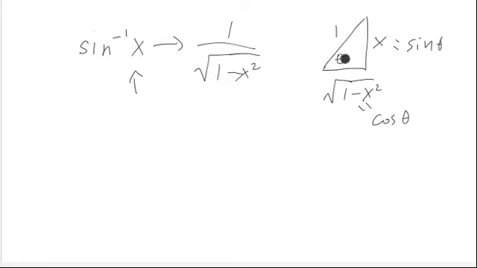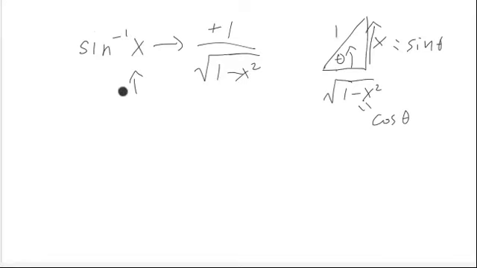Now notice also that as x, this side right here, increases, the angle is increasing. Hence, this makes sense that this is positive. Keep in mind that things are restricted here, of course, where x actually goes from -1 all the way up to +1 in here.